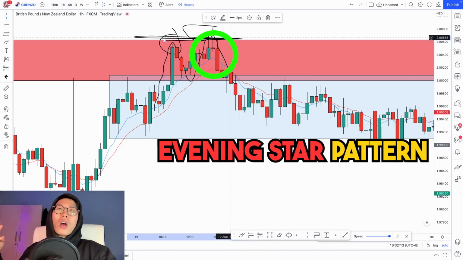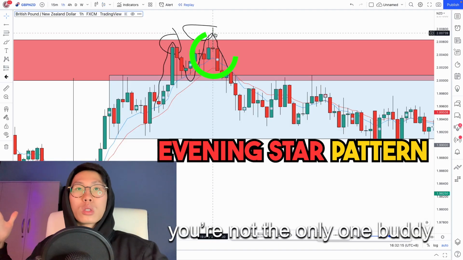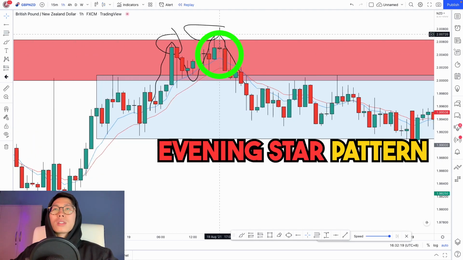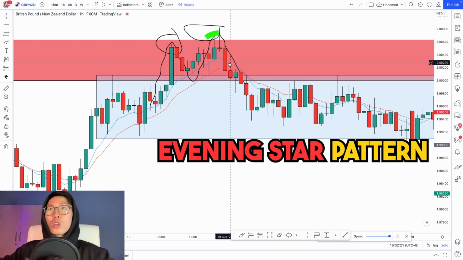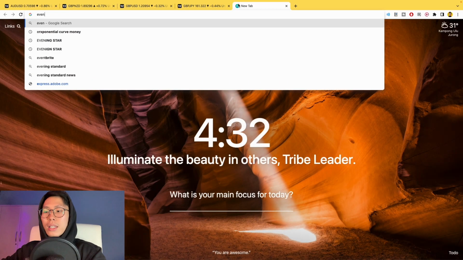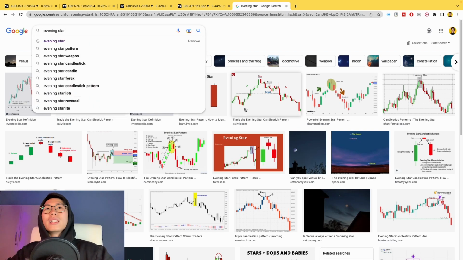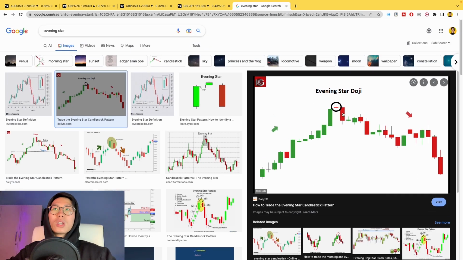I mean evening star. Oh my god, I always get confused between these two. But this evening star candlestick pattern right here, you can see this one green candlestick followed by a doji followed by a red candlestick. So for those of you who do not know what is evening star, this is the evening star candlestick pattern. You can see right here.